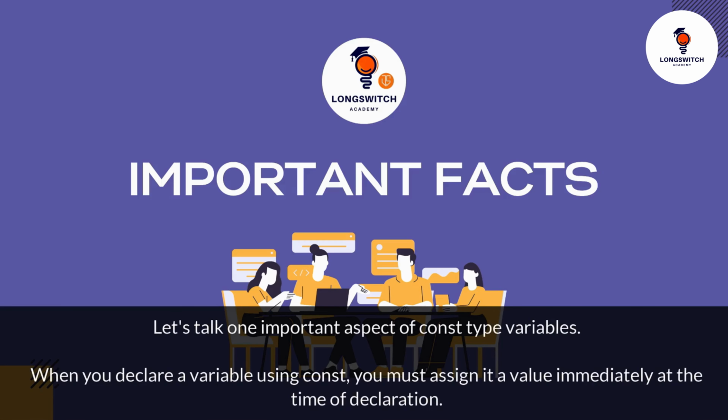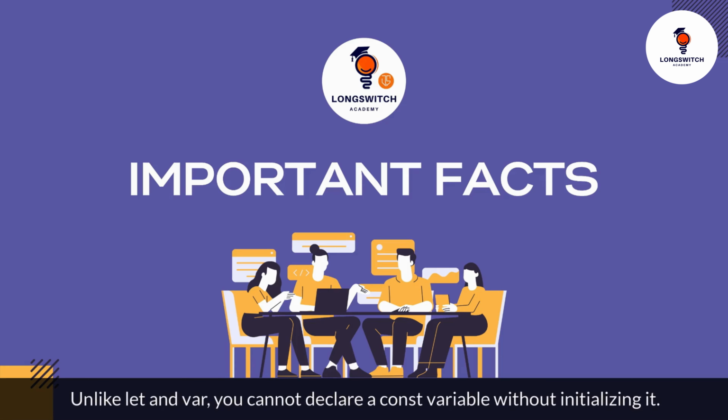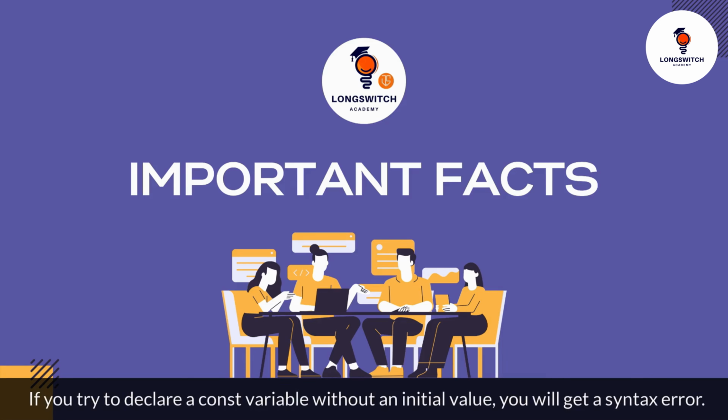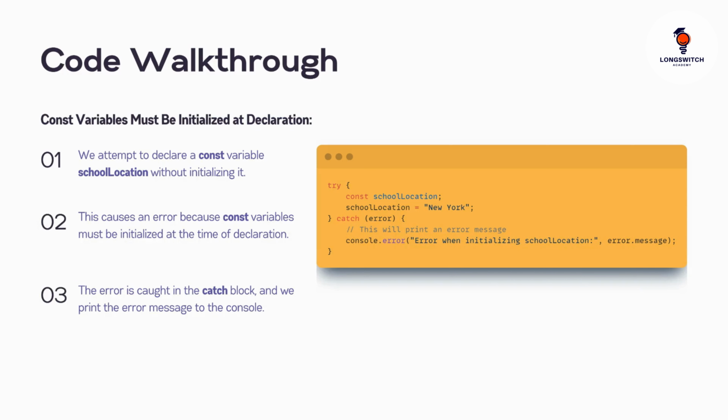Let's talk about one important aspect of const type variables. When you declare a variable using const, you must assign it a value immediately at the time of declaration. Unlike let and var, you cannot declare a const variable without initializing it. If you try to declare a const variable without an initial value, you will get a syntax error. Next, in the sample program, we attempt to declare a const variable school location without initializing it. This causes an error because const variables must be initialized at the time of declaration. The error is caught in the catch block, and we print the error message to the console.